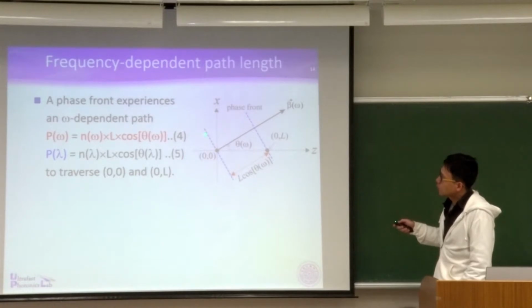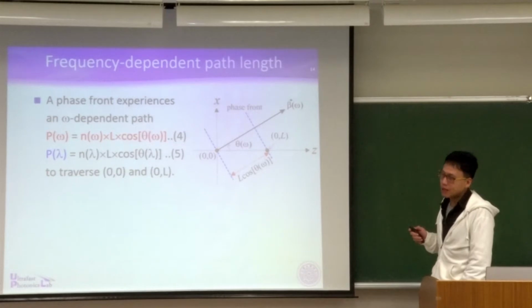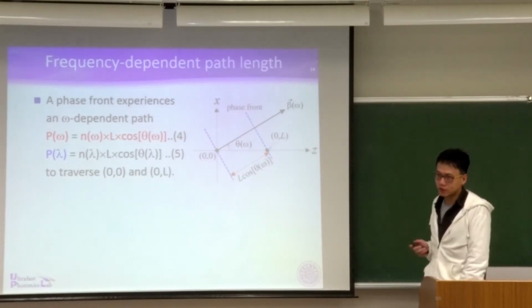So if you observe the phase fronts, you can see at the origin, this phase front cuts through the origin. But if you move the observation point to 0, L, the propagation distance required such that the same sinusoidal plane wave phase front cuts through 0, L is not L, but this distance, right? This is L times cosine theta of omega.